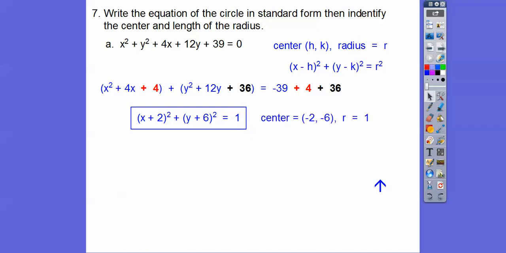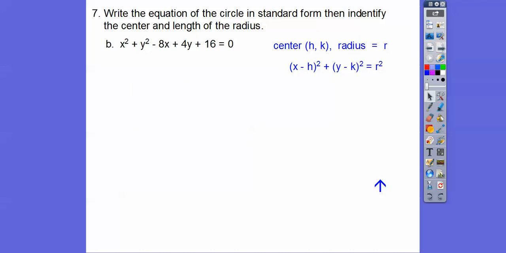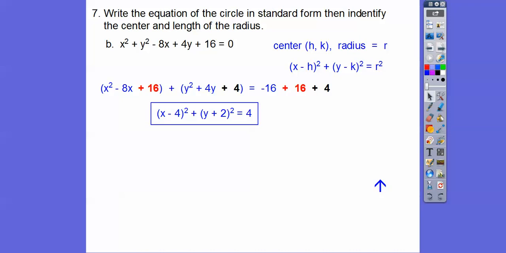Okay, let's do that again with this one. Let's group the x's together and the y's together and throw the 16 on the other side. Now we do half of 8. Half of 8 is 4, 4 squared is 16. We're going to add a 16 and add a 16 over there. Half of 4 is 2, so we'll add 2 squared over there. And then it gets us that equation right there.